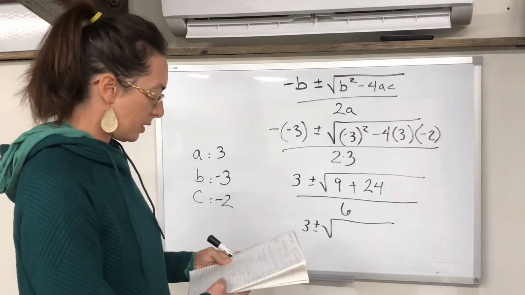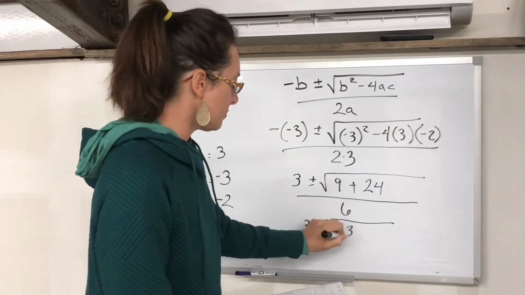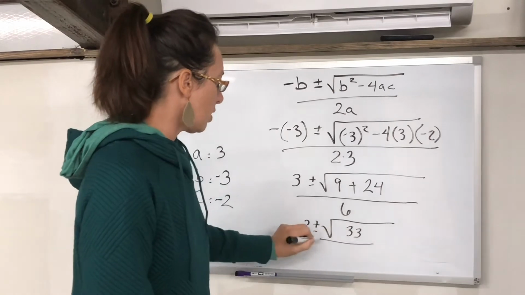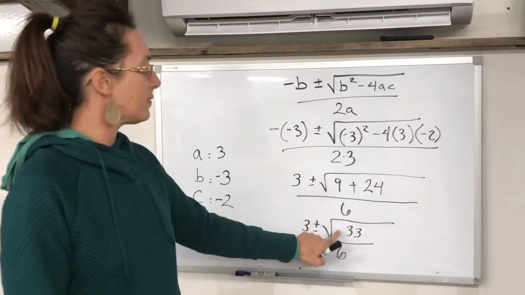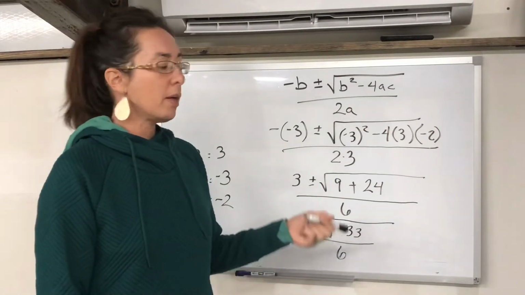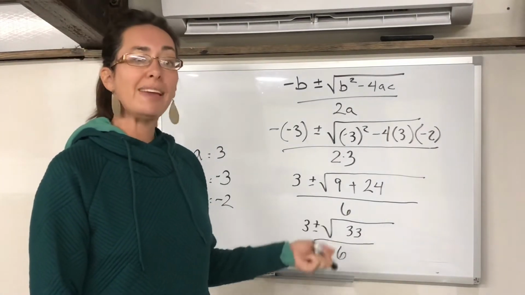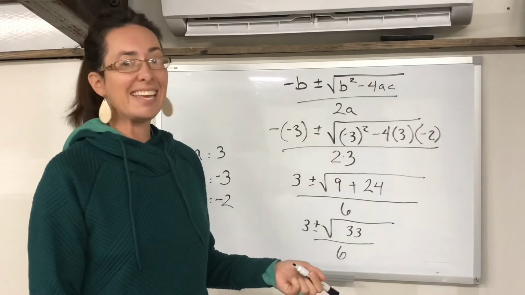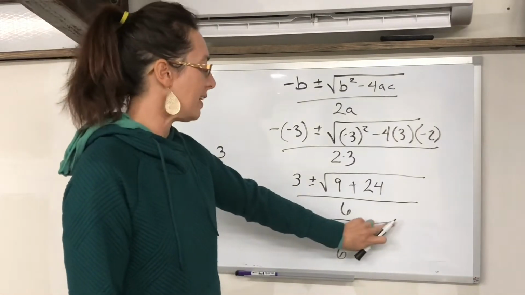9 plus 24, so we've got 33 over 6. Okay, so if I'm going to look at my radical here, I've got the square root of 33. My factors of 33 are 3 and 11. I can't take anything out of that. So this is simply the answer.